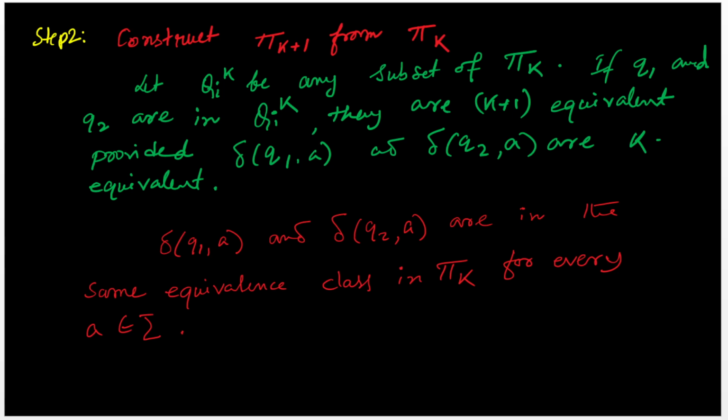If they satisfy this property, that means by taking input a, both of these states q1 and q2 are in the same equivalent class in the k equivalent or pi k for every input a, then we can say that these two states are also k plus 1 equivalent. If so, then we can say q1 and q2 are k plus 1 equivalent.